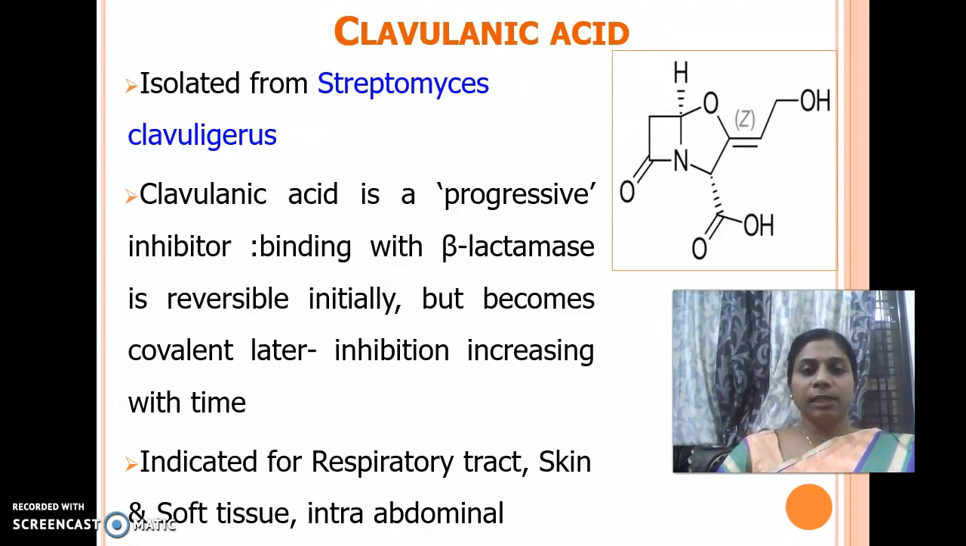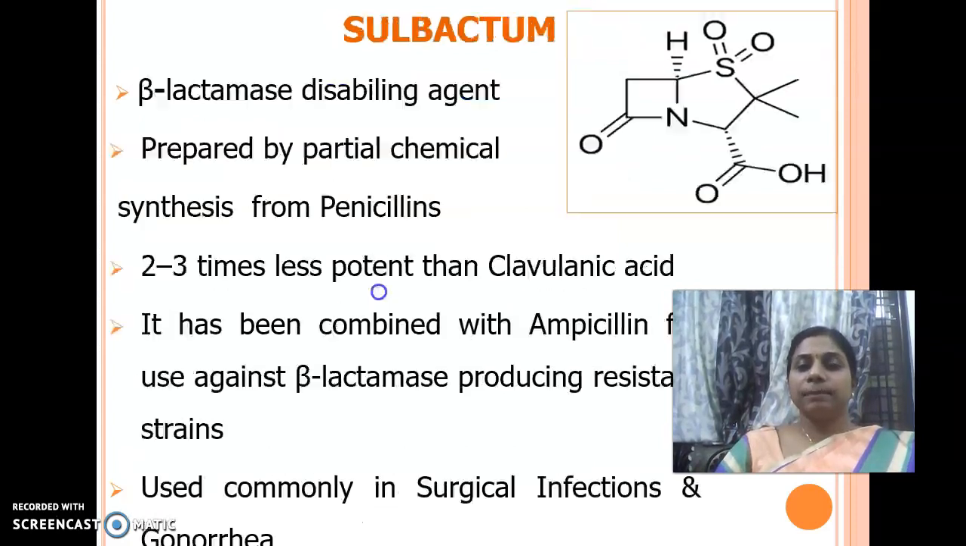The examples of these are clavulanic acid, isolated from Streptomyces clavuligerus. Clavulanic acid is a progressive inhibitor. It binds beta-lactamase reversibly initially, but becomes covalent later. Its inhibition increases with time. It is indicated for respiratory tract, skin, soft tissue, and intra-abdominal infections.